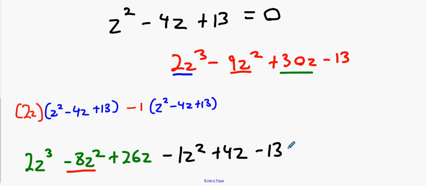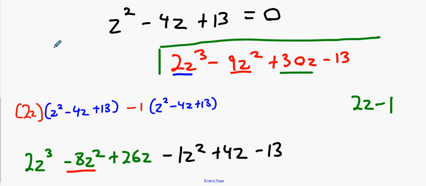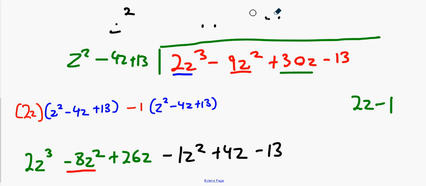The answer is already done. So we've actually completed the answer already. So what's the actual answer? 2z minus 1. Everything works out already. So that's it done. If you did it this way, by long division, you'd also get 2z minus 1. Is that alright? And your answer is 2z minus 1.